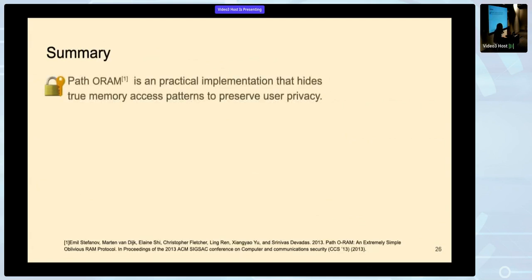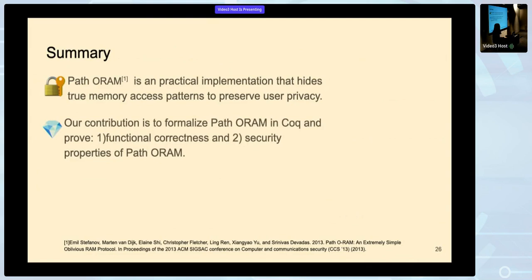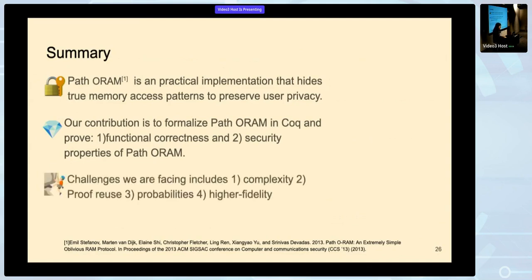Here's the summary. Path ORAM is a practical implementation that hides the true memory access patterns to preserve user privacy. Our contribution is to formalize Path ORAM in Coq and prove, first, functional correctness and, second, the security property of Path ORAM. There are some challenges as we just talked about. But lastly, thank you for your attention.